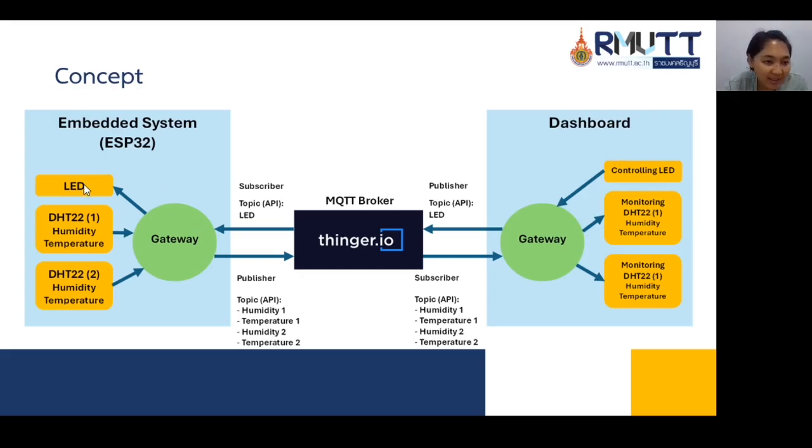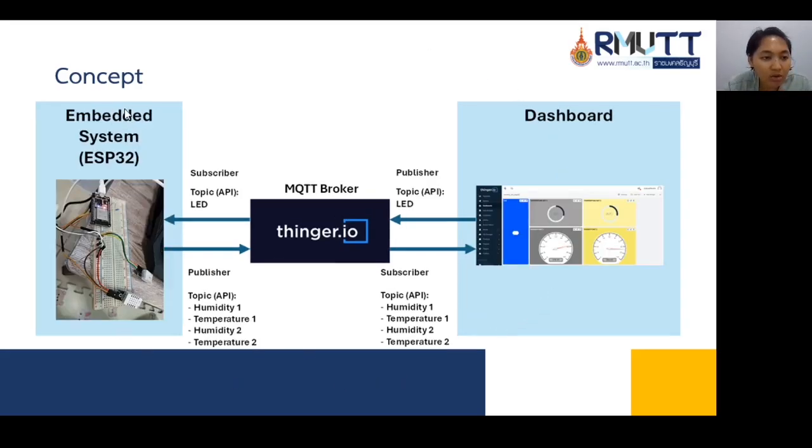And the LED shows the received signal in two states, on and off, of the LED circuit in the ESP32. This slide also illustrates the concept in the real-time embedded system ESP32. This is the circuit, and then this is the process using the MQTT broker Thinger.io, and then this is the dashboard.